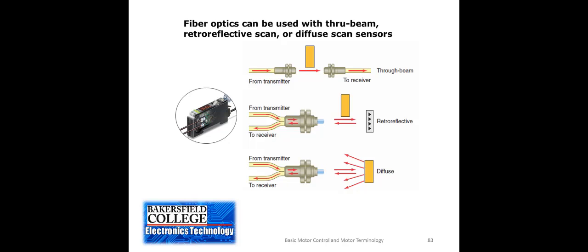This is how the fibers would be configured if we had through beam or retroreflective or diffuse scanning. There are some fibers that have one direction and only one light source. Those would work for through beam, but there are others that the end of it has two fibers connected to it.